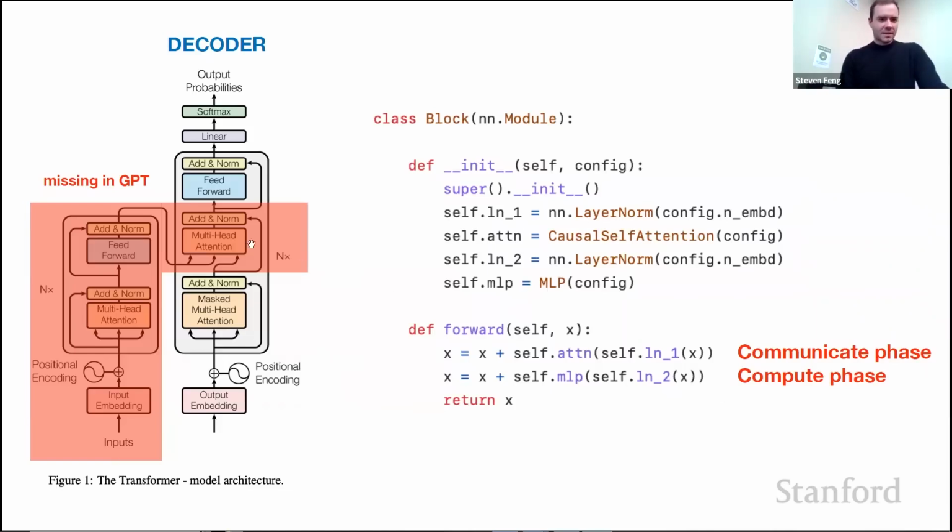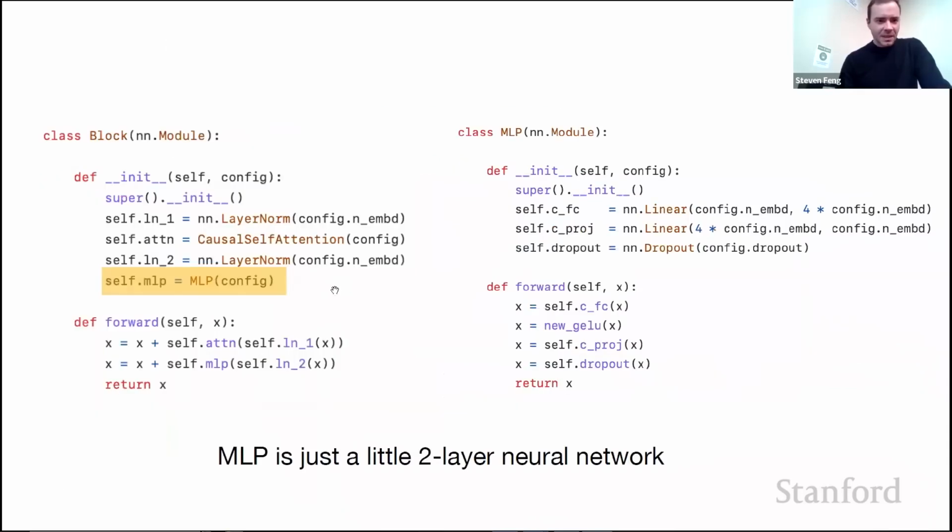And also here we are missing the cross attention, because this is a decoder-only model. So all we have is this step here, the multi-headed attention, and that's this line, the communicate phase. And then we have the feed forward, which is the MLP, and that's the compute phase. I'll take questions a bit later.